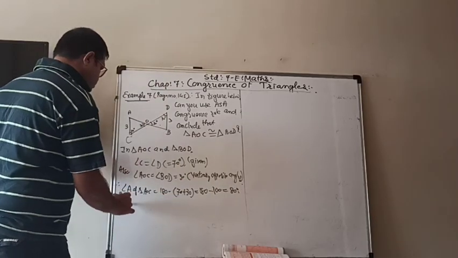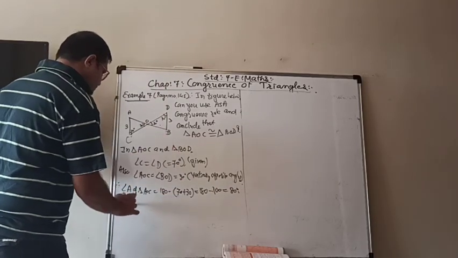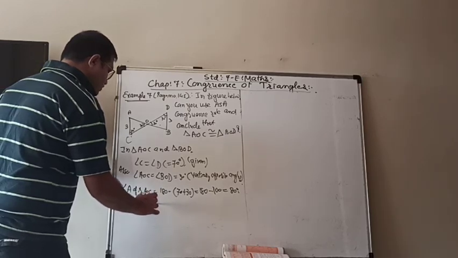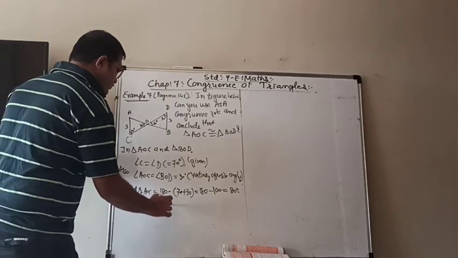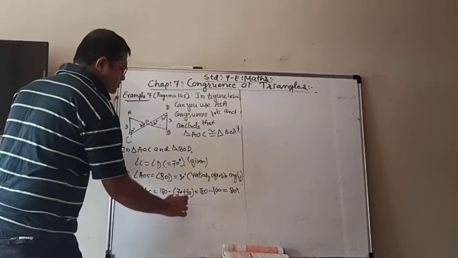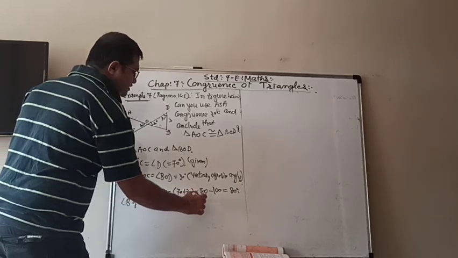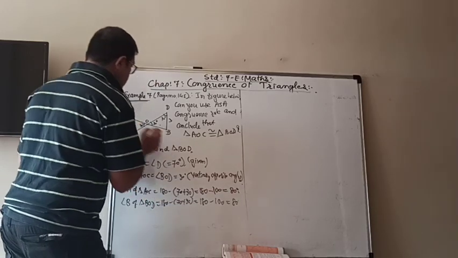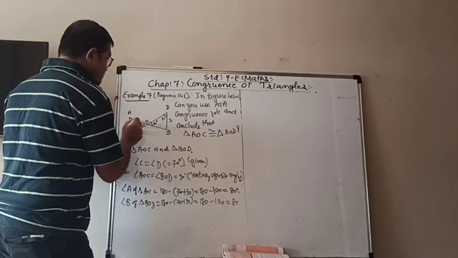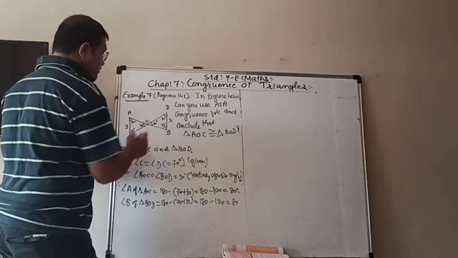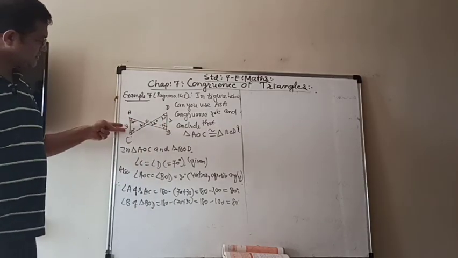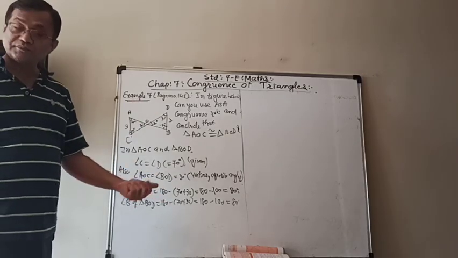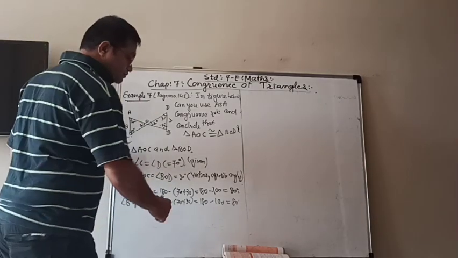Similarly, angle B of triangle BOD is also 180 minus 70 plus 30, that is 180 minus 100, equal to 80 degrees. So here we get 80 degrees, here also we get 80 degrees. Now you can see that two angles and the included side are equal, right?